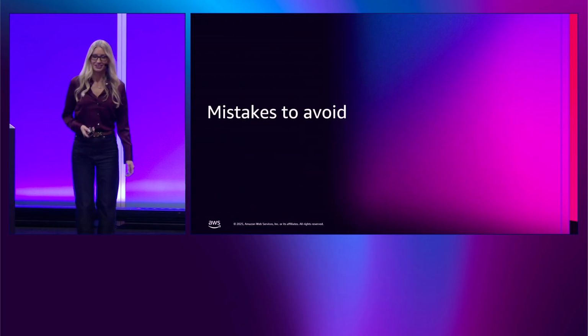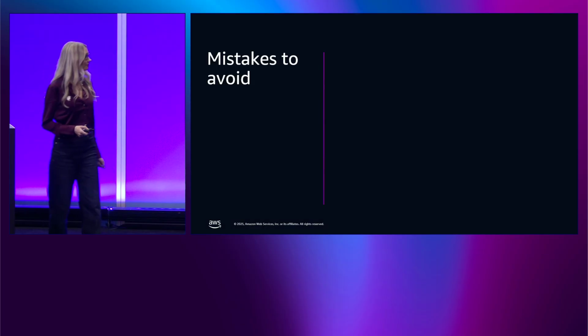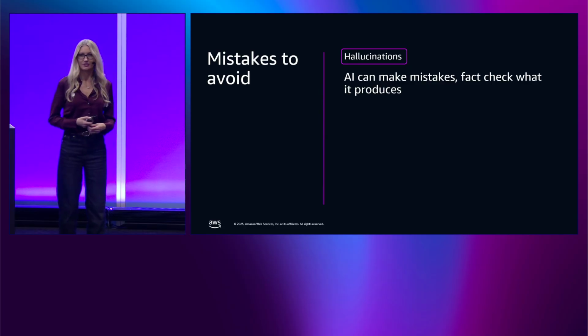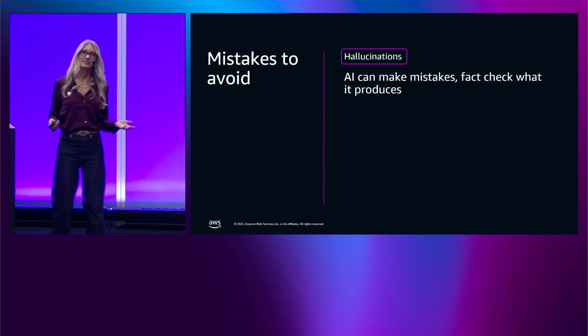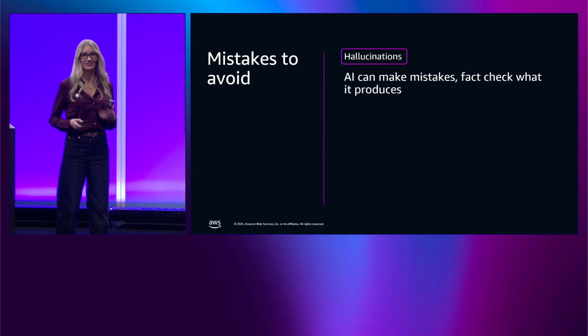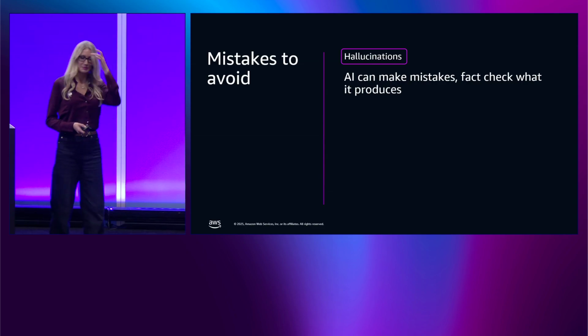Okay, mistakes to avoid. Hopefully none of these are going to be a surprise for you. So hallucinations. AI can, of course, and will, of course, still make mistakes. We don't believe everything that we read on the internet or hear on the internet, so we shouldn't believe everything that gets delivered by AI. And make sure that we fact check everything, especially when we're working in production systems.